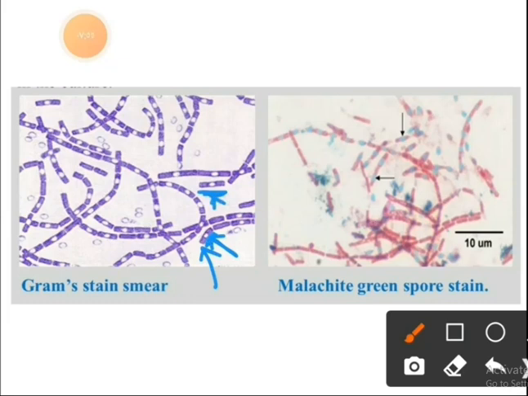The other smear is stained by malachite green stain. Here we will see that the microorganism is stained red and the spore green inside the bacillus. We shouldn't mention that the microorganism is gram-positive or gram-negative in this slide, because this is a malachite green spore staining, not a Gram stain.